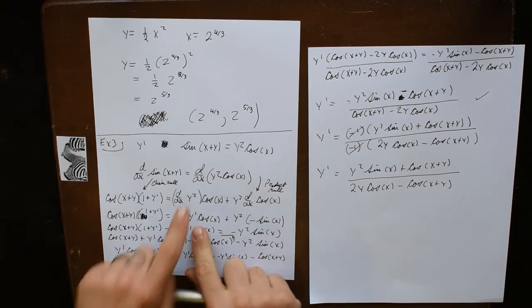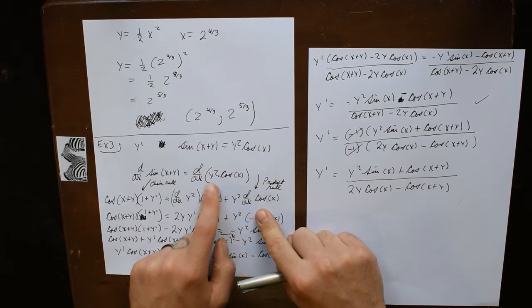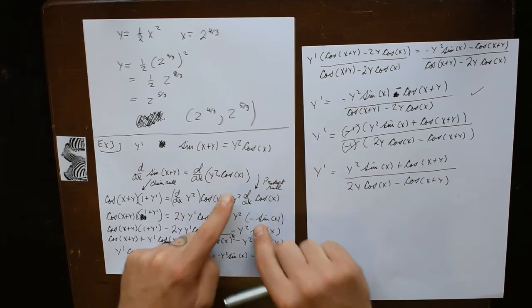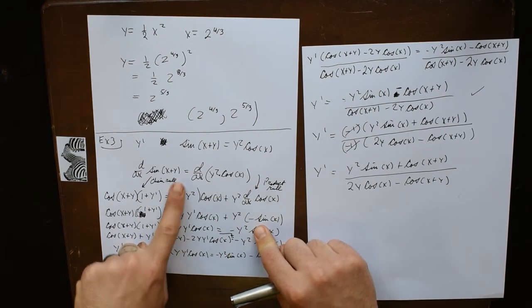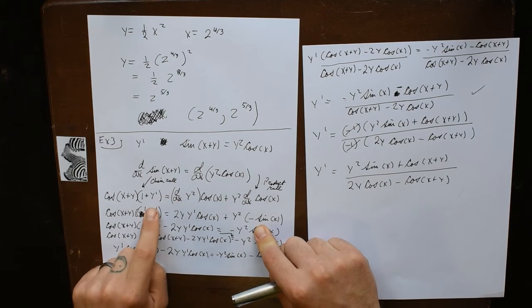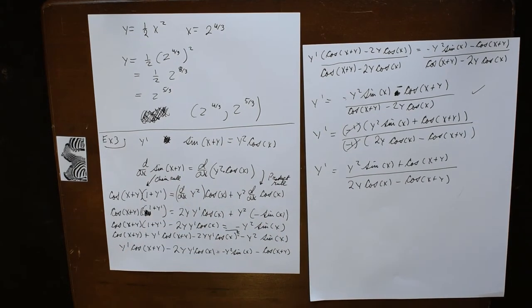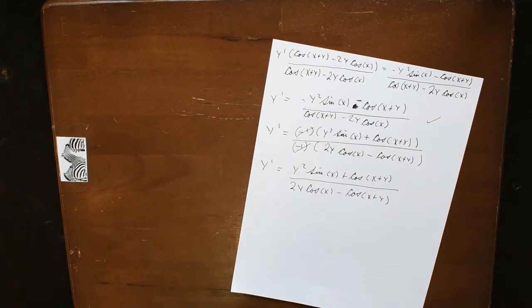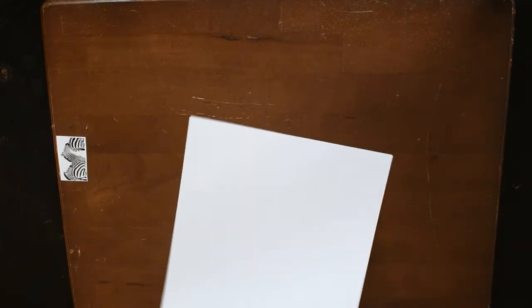Big takeaways. Chain rule. Product rule. Y squared times cosine of x, you've got to use the product rule on that. And don't forget these chain rules. Whenever you have a y floating around, you need these chain rules. Let's go and do example 4.